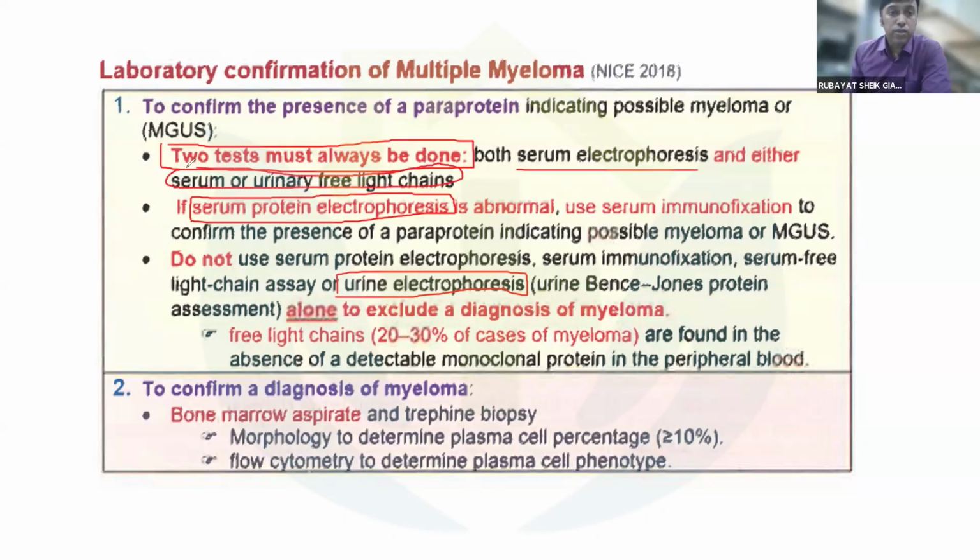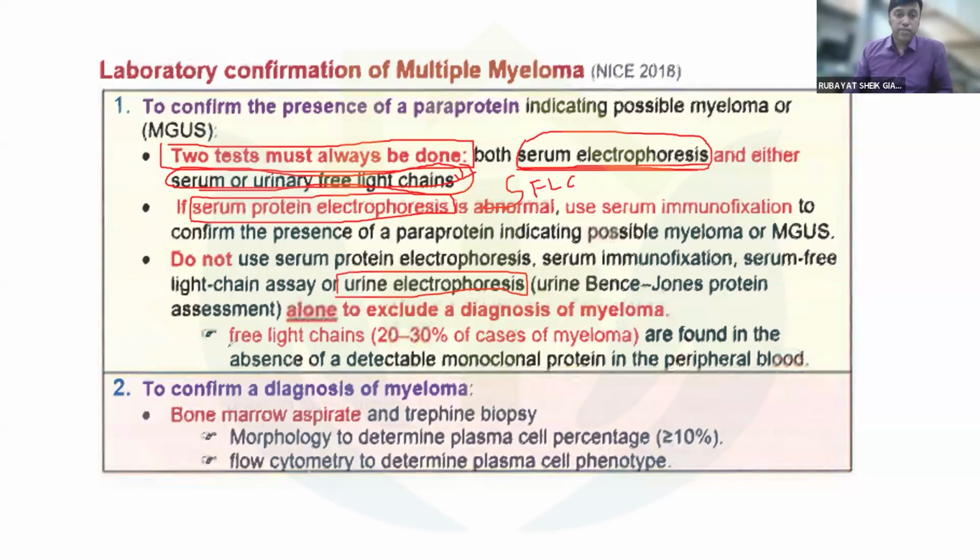Okay, so you do a serum electrophoresis and either a serum or urinary free light chain, because as I told you, the light chain antibodies might be present in a particular patient with no IgG or IgA. So a serum protein electrophoresis will not detect the light chains. So in addition to serum electrophoresis, we also do a serum or urinary free light chain assay. That's called SFLC, serum free light chain assay. So that will help you not to miss a diagnosis of multiple myeloma. Serum electrophoresis along with serum or urinary free light chains.